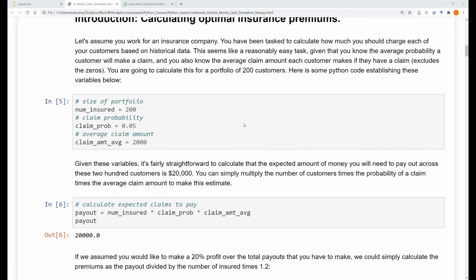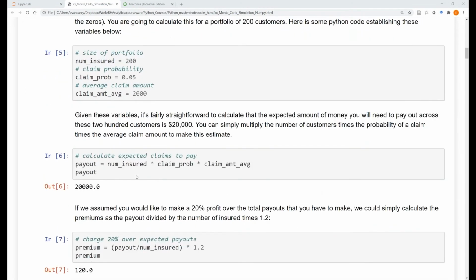So I've written some basic Python code to do that. We've got the size of the portfolio is 200 people. Our claim probability is 5%, and the average claim amount is $2,000 for a claim. I'm sort of picking those numbers out. So if we do this, it's fairly straightforward to generate the expected cost of the portfolio, right? The average cost by simply multiplying these things together. So the payout across those customers would be the number insured times the claim probability times the expected average. And that's going to simply be $20,000 here.